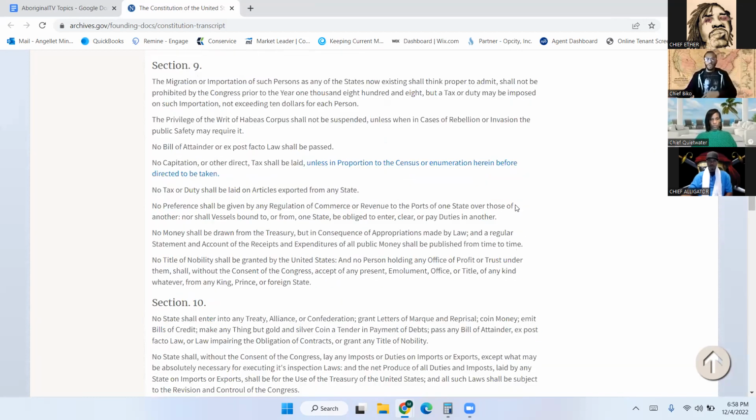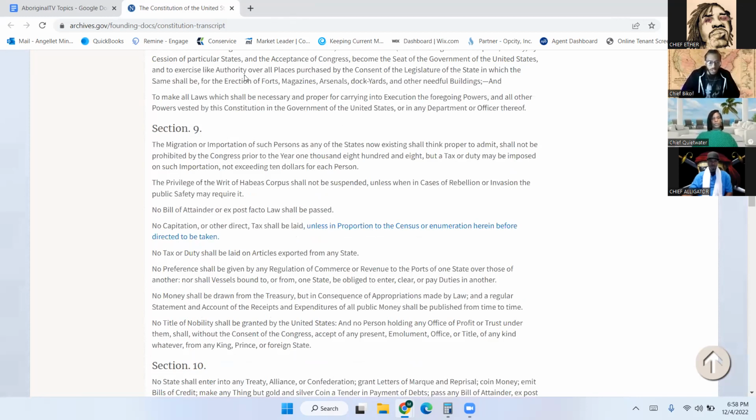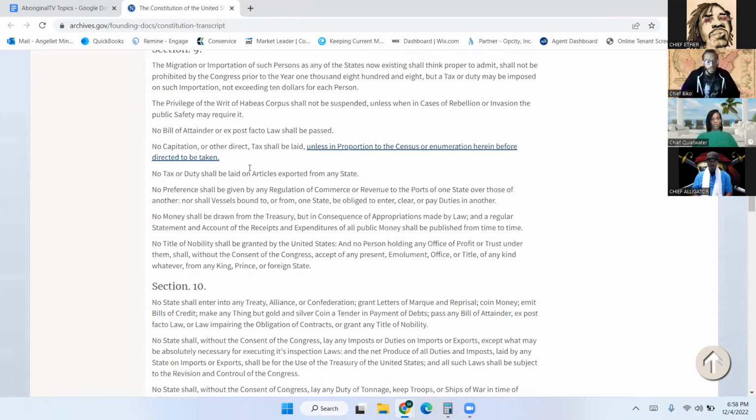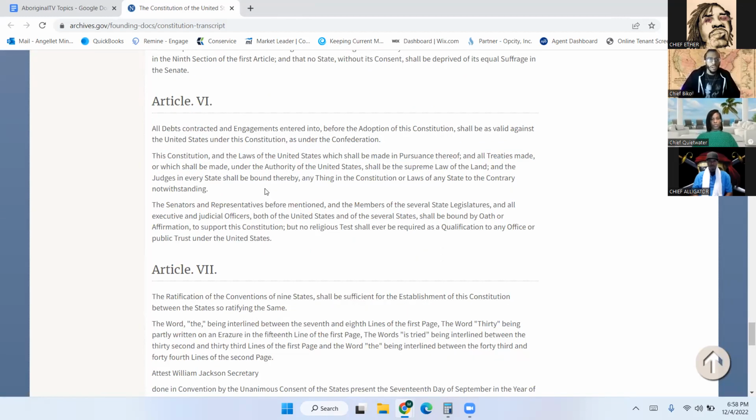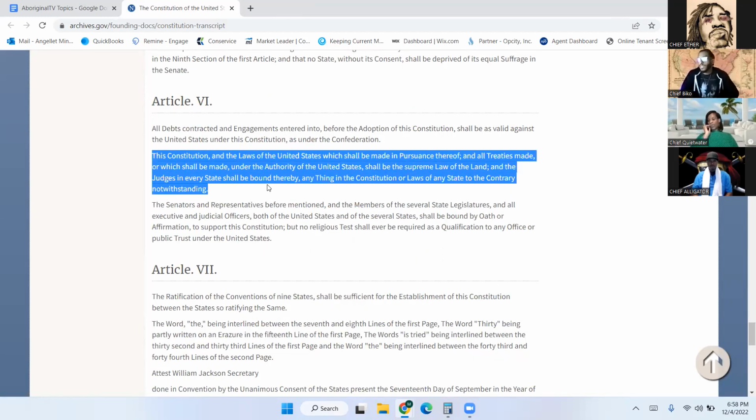And for the viewer, what Article 6 is going to show you, which I'm going to read in that second paragraph, is that the treaty is the supreme law of the land. So what it reads here is: this Constitution, the laws of the United States which shall be made in pursuance thereof, and all treaties made or which shall be made under the authority of the United States shall be the supreme law of the land. And any judges in every state shall be bound thereby, anything to the contrary notwithstanding. So it's clearly saying here that the treaty is the supreme law of the land.